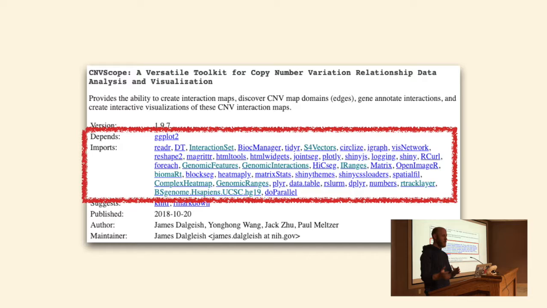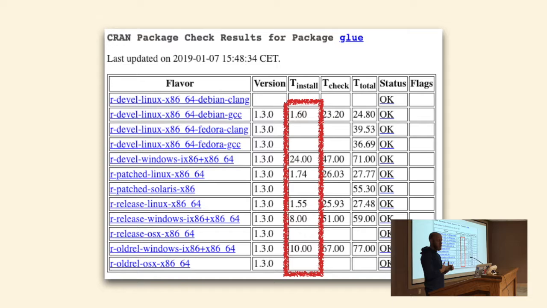Another way to compare packages would be to look at their installation time. This is the CRAN landing page of the glue package, which I maintain. The column being highlighted is the time to install the package on CRAN's build machines. If you look at the times, you see they're all pretty low. The largest is 24 seconds on their machine.